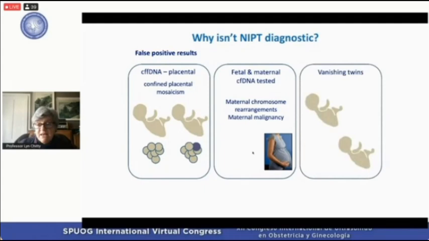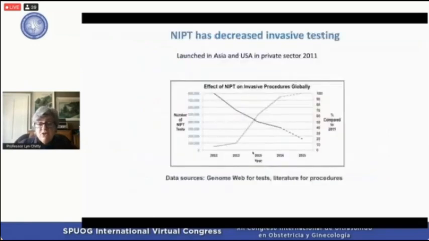Y finalmente, sabemos que muchos embarazos comienzan como gemelares y uno fallece, y también sabemos que la placenta del bebé muerto sigue liberando ADN libre por un tiempo bastante prolongado después de que el feto ha fallecido. Y también puede haber resultados falsos negativos. Esta es la razón por la cual el NIPT no es diagnóstico de la aneuploidía, y debemos hacer las pruebas invasivas para la confirmación.